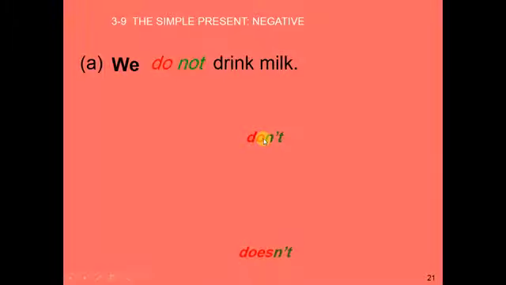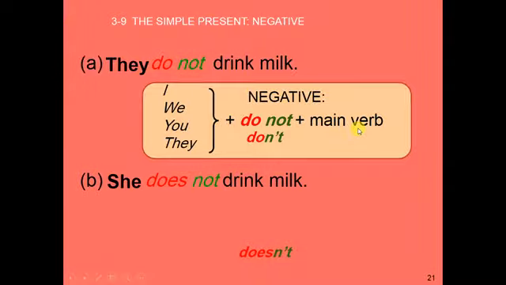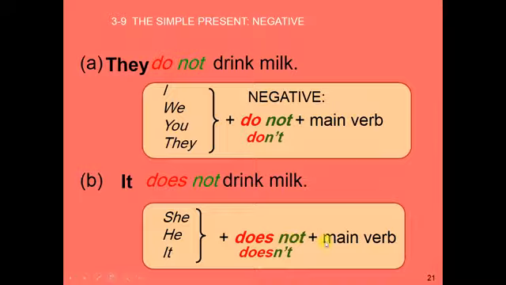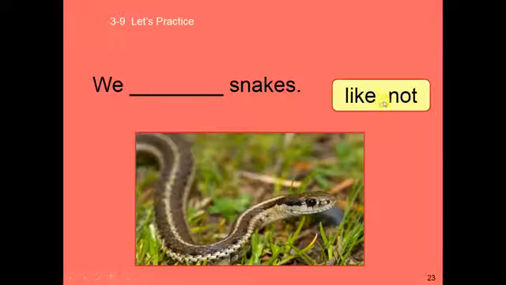When we make a negative, we put don't or doesn't before the main verb. Look here, with I, we, you, they, we add don't: I don't drink milk. But with he, she, it, we put doesn't plus the main verb. They don't wash their car. We don't like snakes.